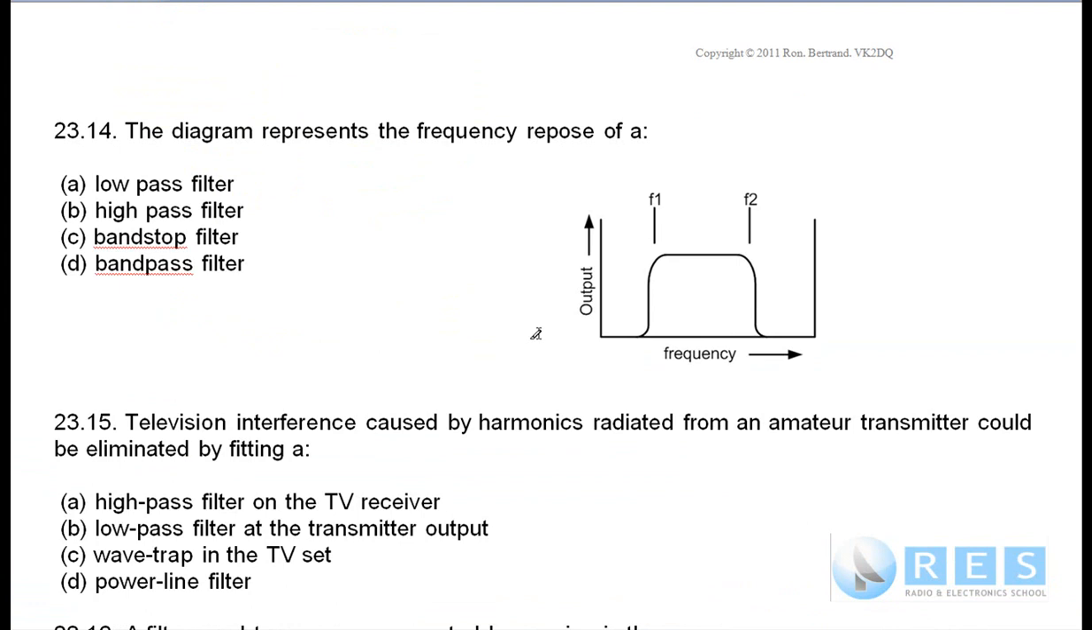23.14. This diagram represents the frequency response. Oh, there's a typo there. Let me just fix that. And still a typo there. Frequency response, it should say. What sort of filter is this? Low frequencies are being blocked, high frequencies are being blocked, and a small band of frequencies is being passed. So this has to be a bandpass filter.